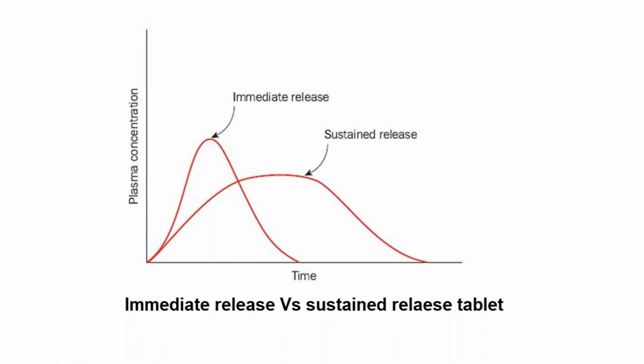This is again showing a graph which is showing the plasma concentration against the time of the immediate release tablet against the sustained release tablet. We can see very well from this graph that the concentration of the immediate release tablet falls rapidly with the passage of time, while in the case of the sustained release or slow release tablet or modified release tablet, it is being released over a period of time.